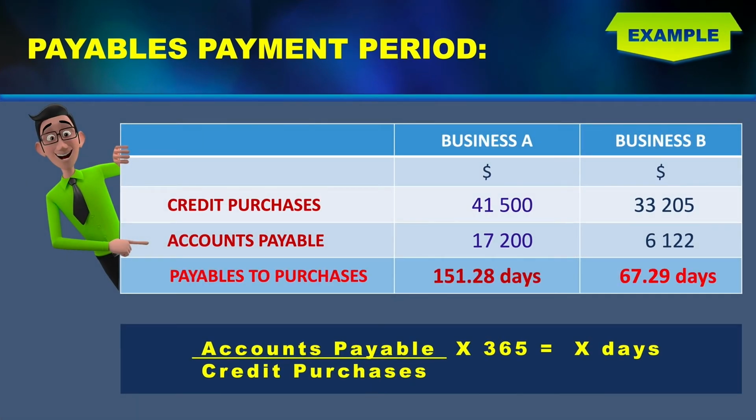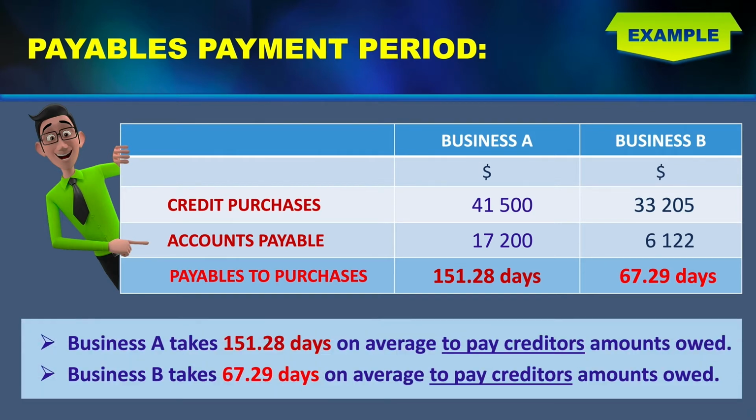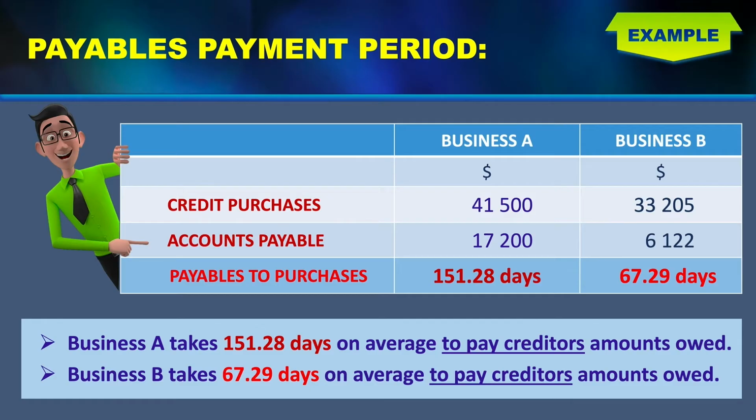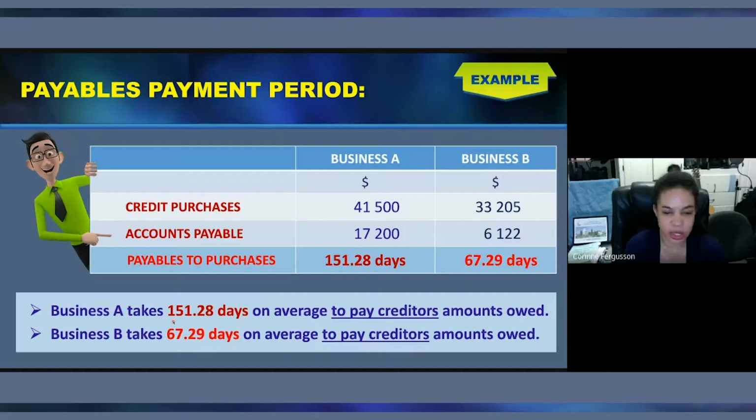So when we did our working to compare the two businesses, you would see that business B, once again, takes a shorter time, or pays off its debts to its creditors faster than business A. In fact, business A takes a very long while. How many months is that? About 5 months to pay off. So on average, business A takes 151.28 days to pay its creditors, whereas business B takes 67.29 days on average to pay its creditors.